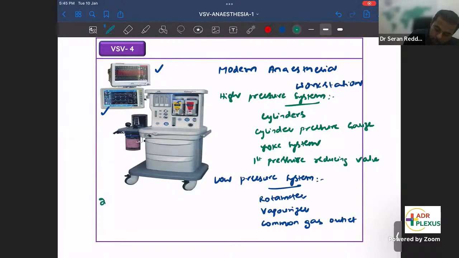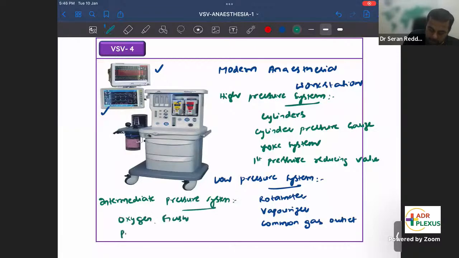Among this, if you still want to remember, two things you can't forget in the intermediate pressure system: very important, oxygen flush and pipelines. Many are there, but please remember at least these two. This is about the modern anesthesia workstation: the components under the high pressure, intermediate pressure, and low pressure systems.